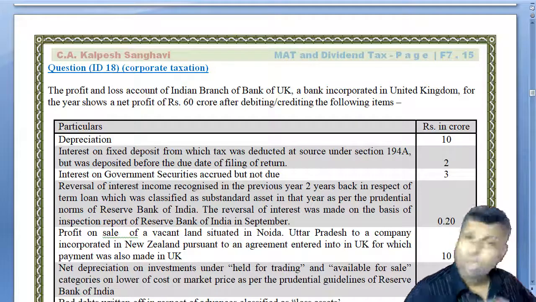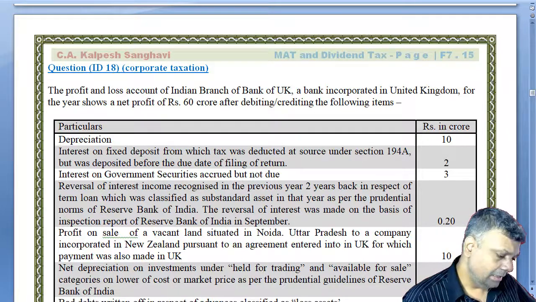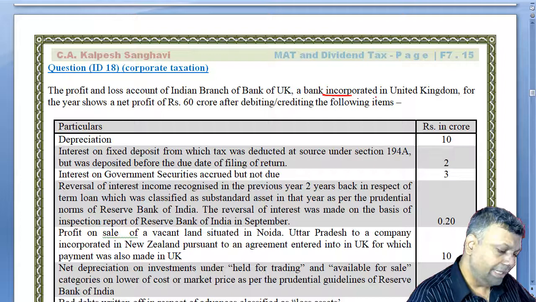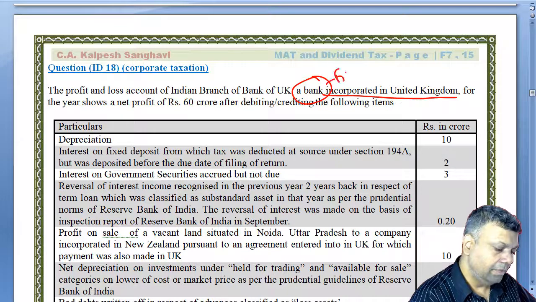Okay, so we have to write notes. We have to write notes. But that I'll do, friends, in just some time. The bank was incorporated in the United Kingdom. So this is a foreign bank.